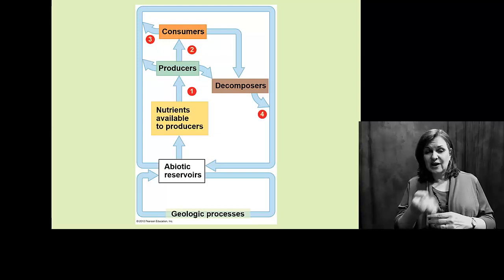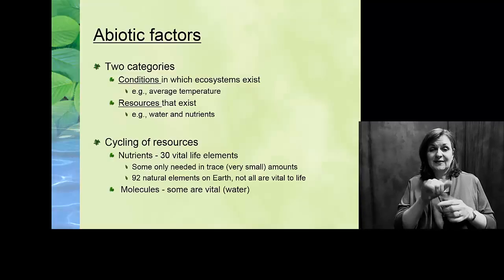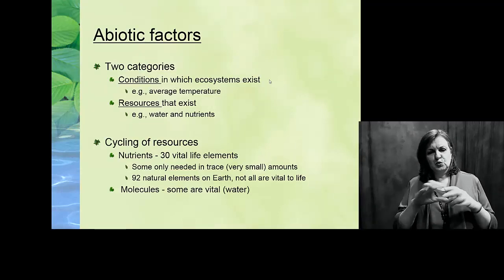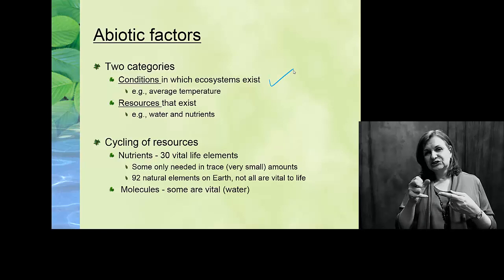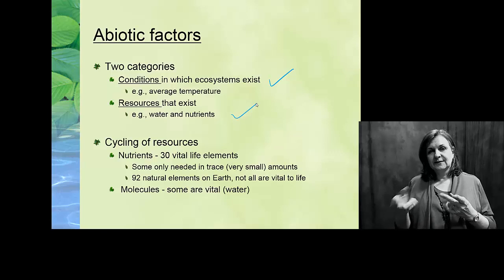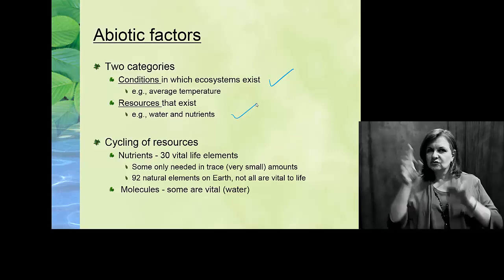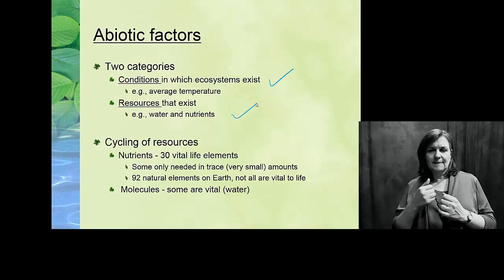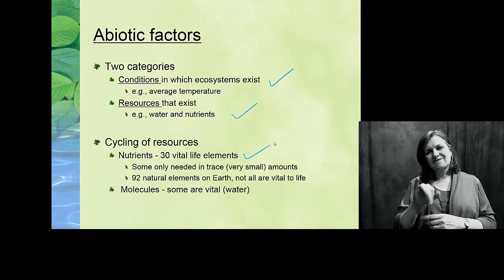available in these systems. And primarily what we focus on with our abiotic factors are two major categories: the conditions of the environment, so things like temperature, rainfall, and so on. But then we can also look at the resources that exist, so nutrients, the water availability, not just the rainfall. And primarily what we look at as far as these types of nutrients would be, there are 30 vital life elements or 30 vital nutrients that you have to have.